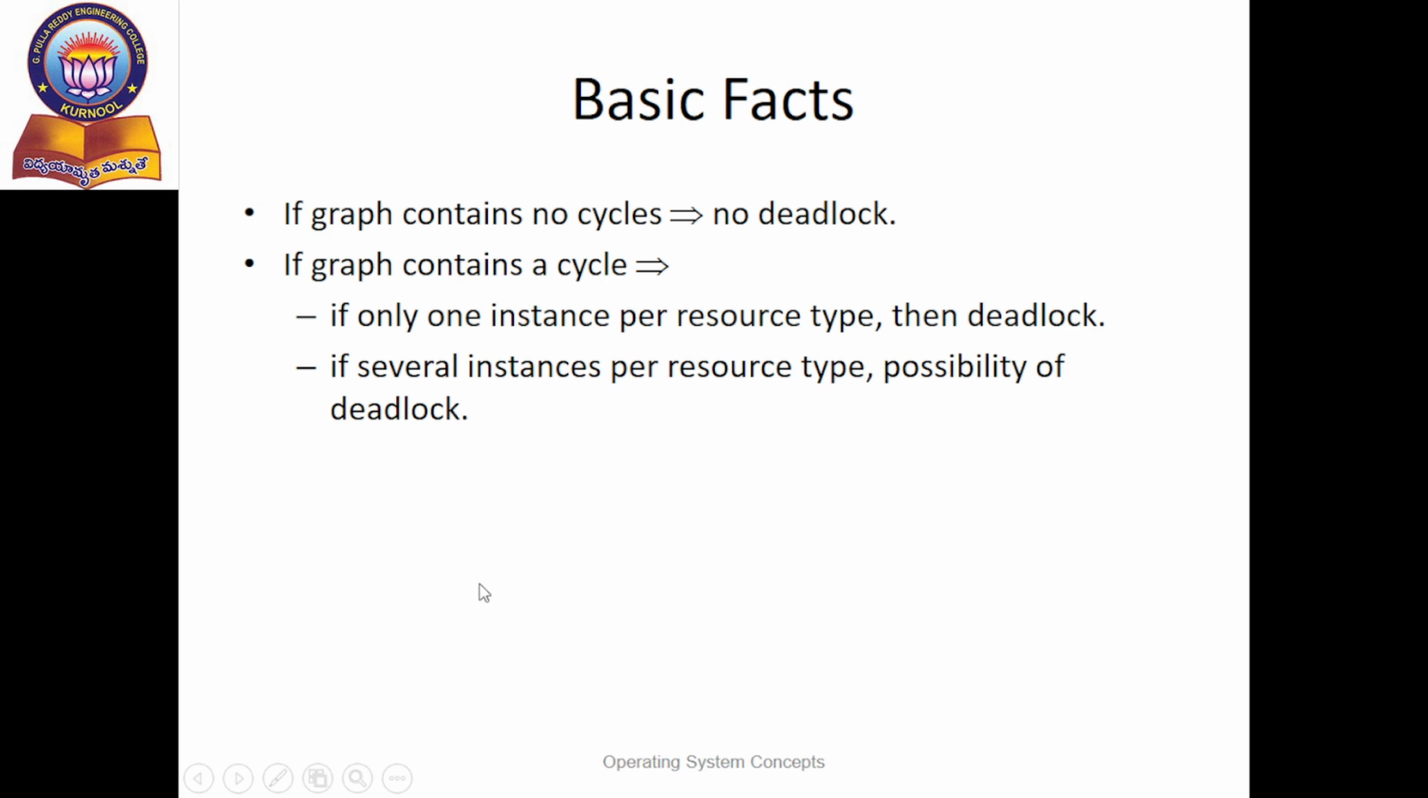If a graph has no cycle, we can blindly say that there is no deadlock. If a graph contains a cycle, we need to take two cases. If each and every resource has only one instance and there is a cycle, that definitely leads to deadlock. But if the resources have multiple instances, there is only a chance of deadlock.